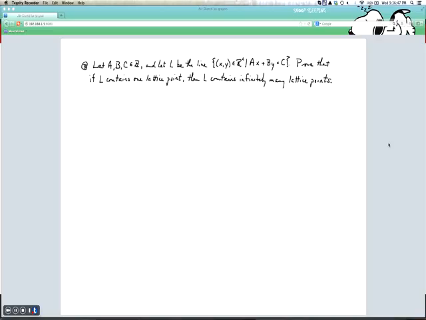AX plus BY equals C. So you get that whole set of points on the line. Prove that if L contains one lattice point, then L contains infinitely many lattice points. Now, I want to step inside this. The one thing that doesn't work too well when I have one piece of paper like this is that I have a hard time showing you the scratch work, but let's do the scratch work on this.